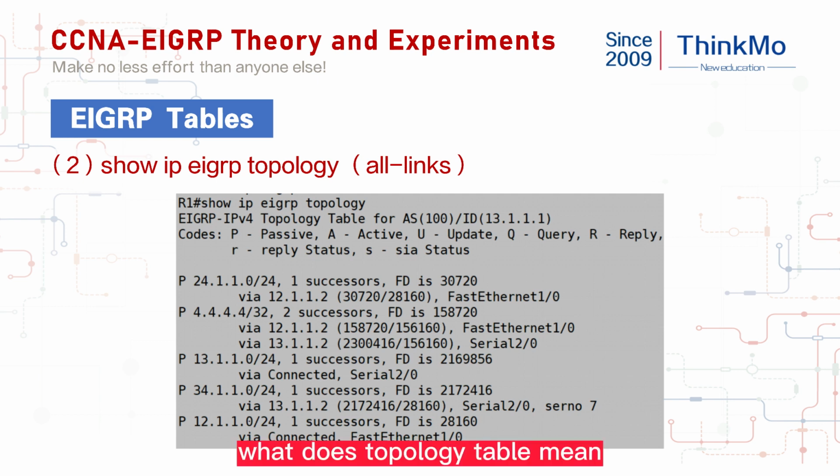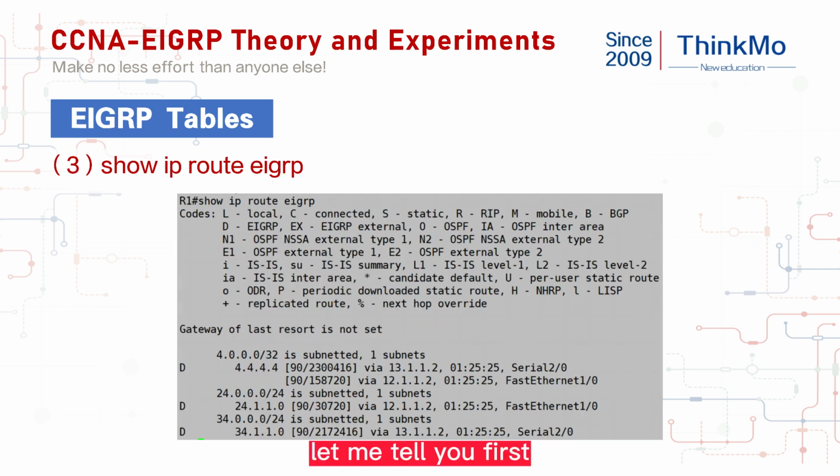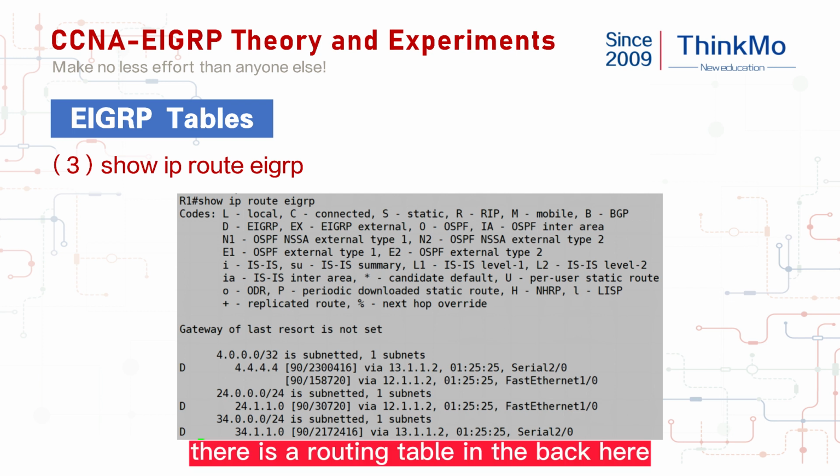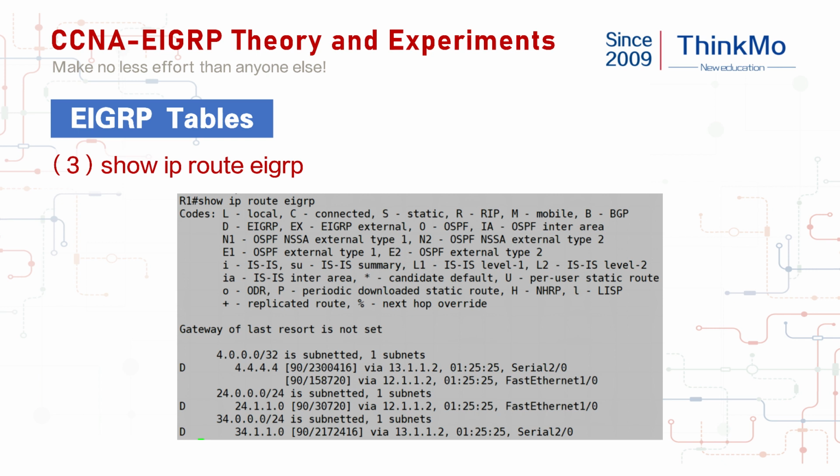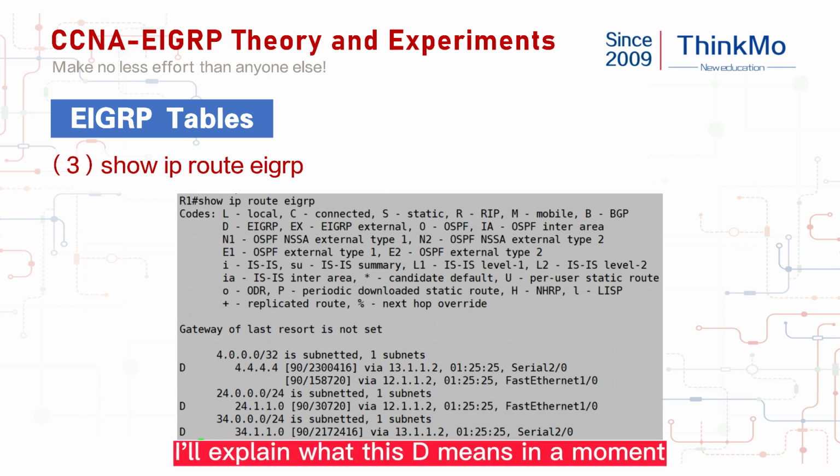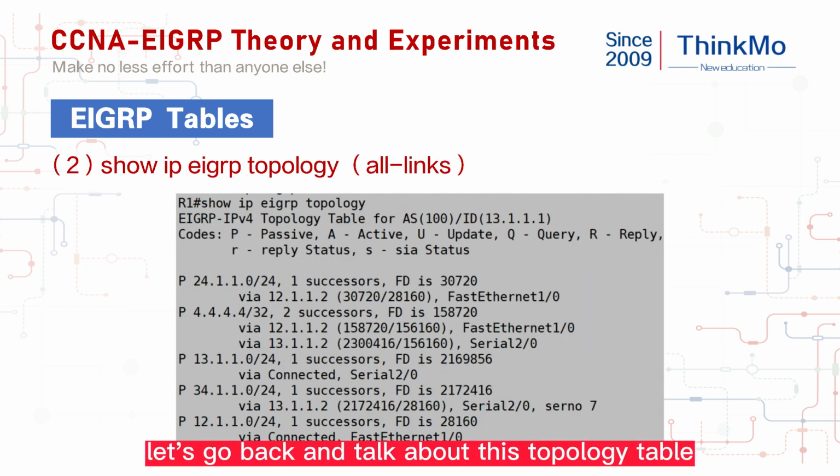What does topology table mean? Let me tell you first. There is a routing table in the back here. This is very familiar to everyone. There is a D here. I'll explain what this D means in a moment. Let's go back and talk about this topology table.